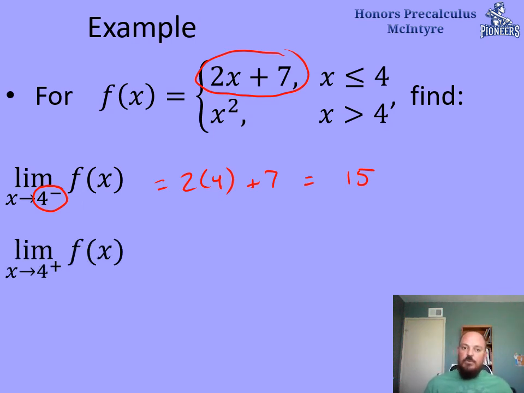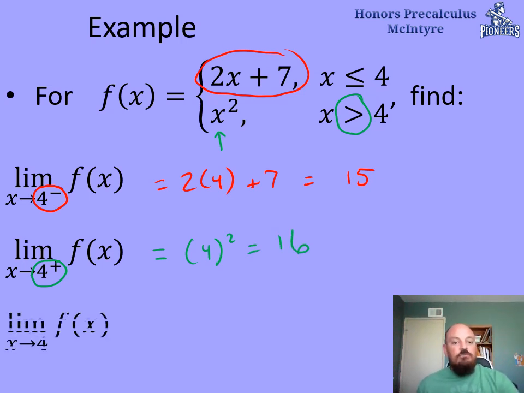So let's do the limit from the right. And again, I want to do direct substitution. I want to plug that 4 in. Now remember, the plus means we're taking a look at a number that's a tiny bit bigger than 4. It's like 4.00000001. Well, even though it's only a tiny bit, it is greater than 4. So that tells me this time I'm plugging it in here. So I'm going to plug in 4. Forget about the plus when you're plugging in. I'm going to plug it in, and I get 4 squared, which would be 16.